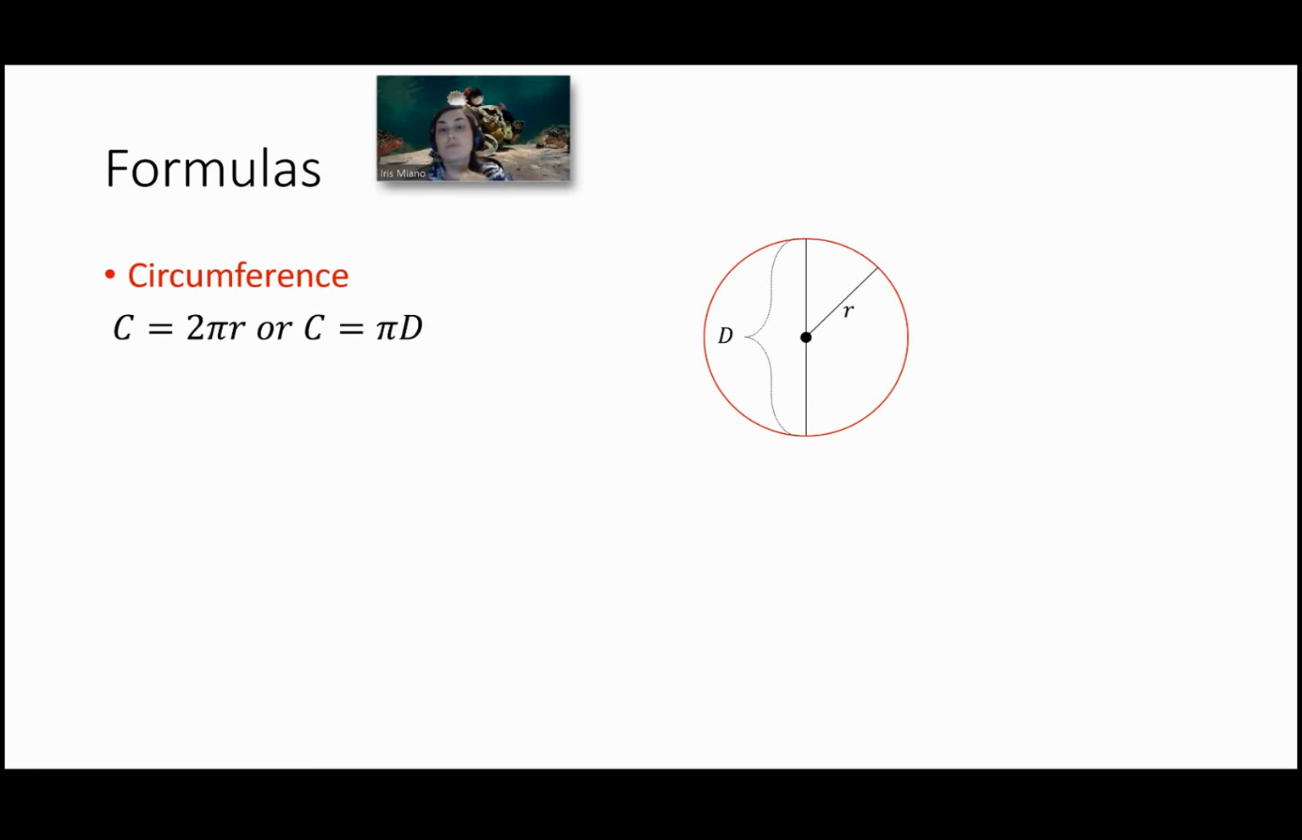That's the distance around as indicated by this red trajectory here. Whereas the area is going to be the space inside of the circle. The way that you calculate that is that you take the radius, so again, the straight line distance from the center of the circle to the outer edge, you square it and multiply it by pi.